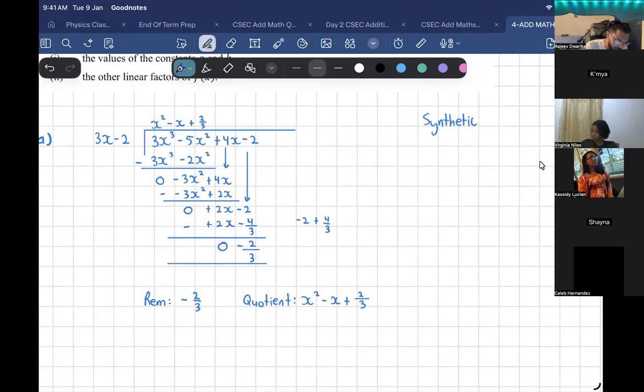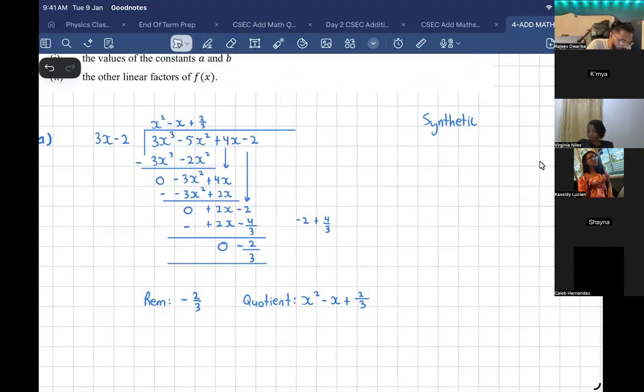How many of you guys do synthetic division as opposed to long division? Honestly, I've never heard of it. Yeah, me too. So I'm gonna try something. I don't really use synthetic division.